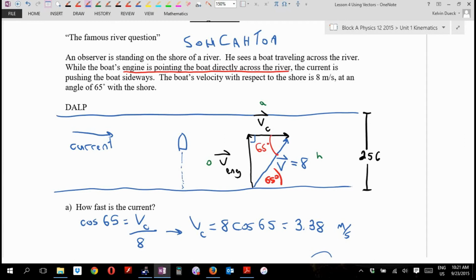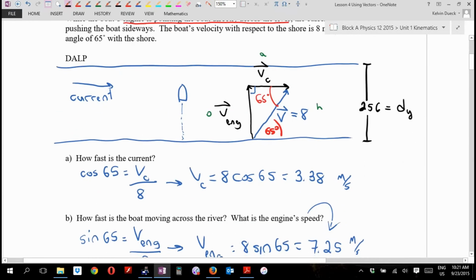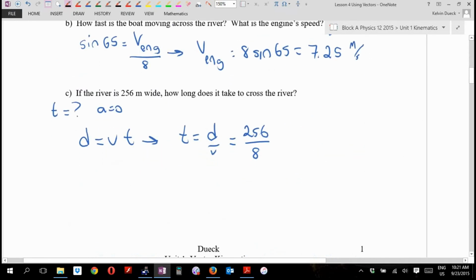If I've drawn my distance as vertical, in fact, you know what? Pick your pencils up. Let's call this dy, vertical. I have to use a vy. Which v am I going to use here? Not the 8. 7.25.